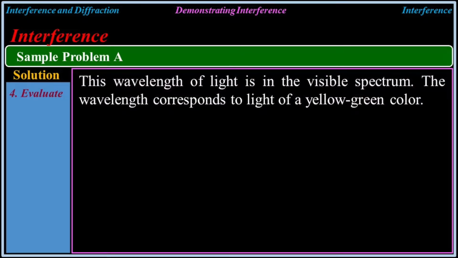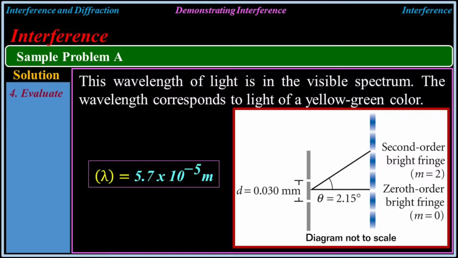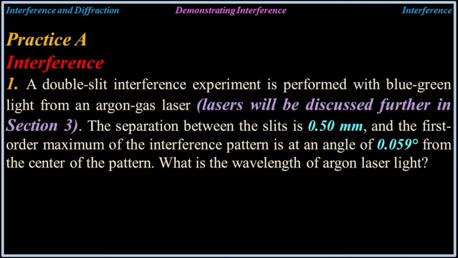This wavelength of light is in the visible spectrum. The wavelength corresponds to light of a yellow-green color. Yellow-green is the dominant light from the sun, by the way. There's the scale again, just to show you that, and then one more thing before we move on to some problems, and that is the wavelength answer. Okay, so it's 5.7 times 10 to the negative fifth, and it is a wavelength which corresponds to light of yellow-green color.